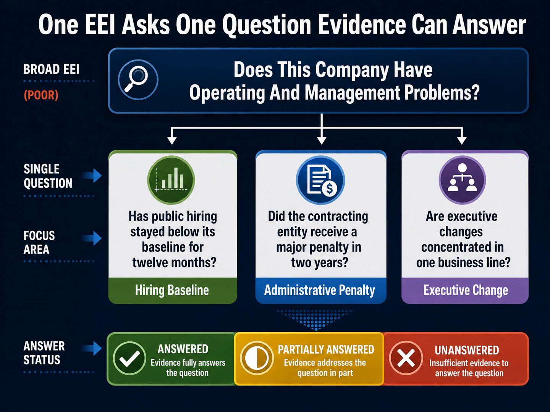One EEI should usually ask one thing. "Does this company have operating and management problems?" mixes hiring, orders, customers, cash flow, and executive change. Split it into questions such as, has public hiring remained below the historical baseline for 12 months? Did the entity receive a major penalty in the last 2 years? And are executive changes concentrated in one business line? Now, each item can be marked answered, partially answered, or unanswered. Finding one useful document no longer creates the illusion that the entire risk question is solved.